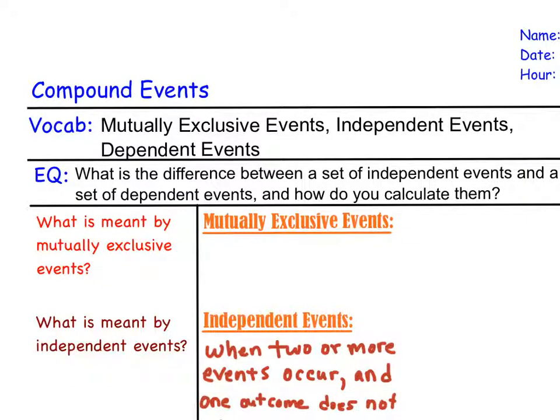Today we're talking about independent and dependent events, and we're going to find the difference between the two and how we are going to calculate them. The calculation part's going to be really easy. But distinguishing between the two, we might have some issues.